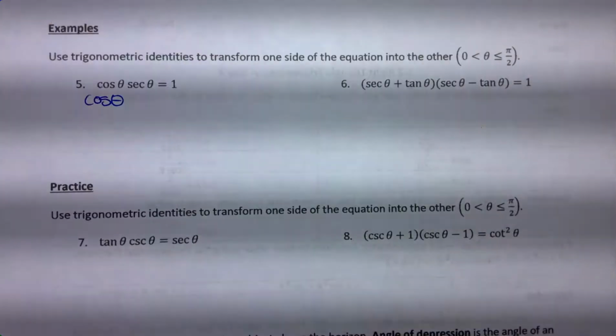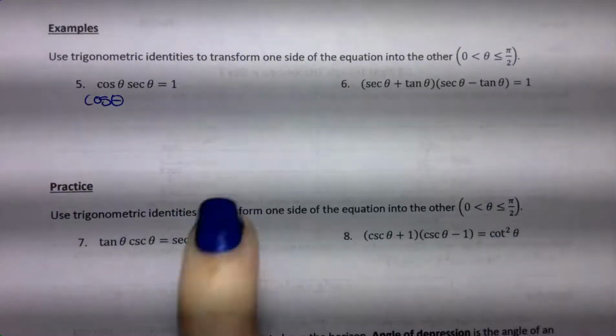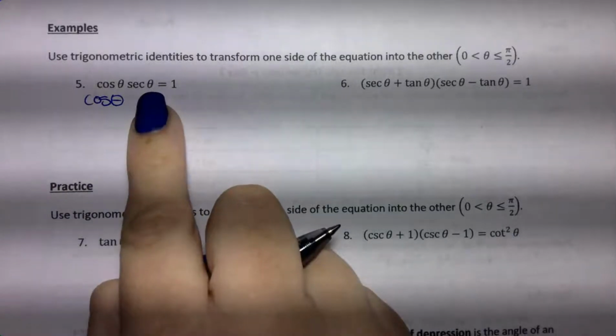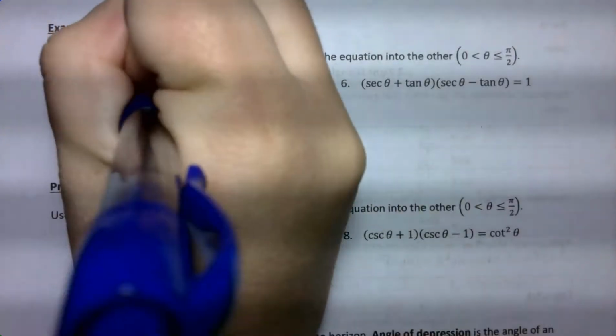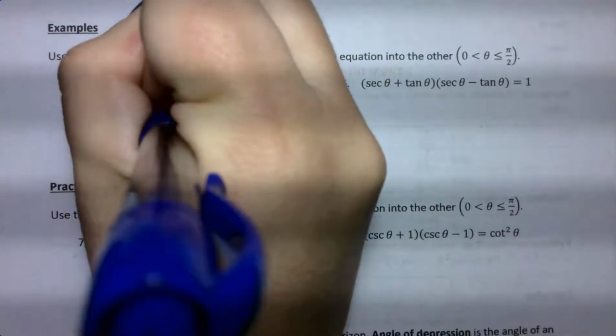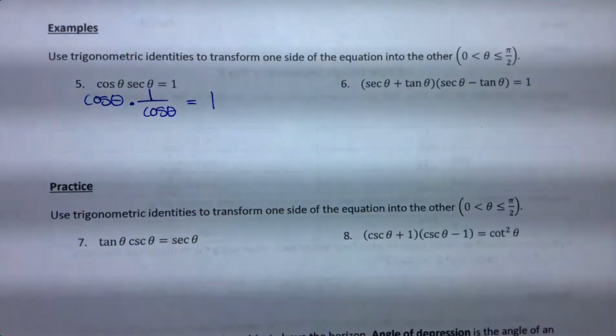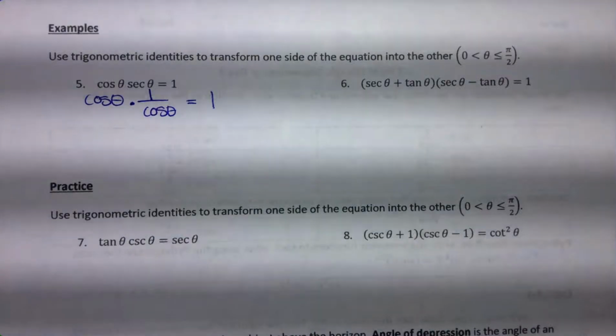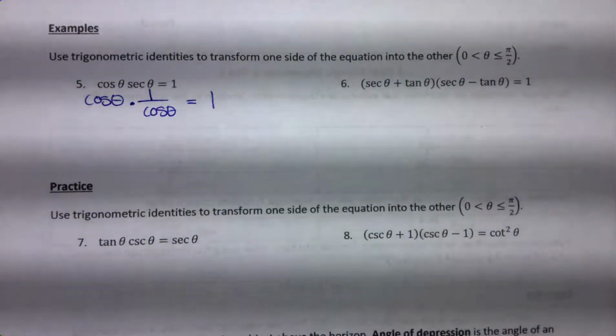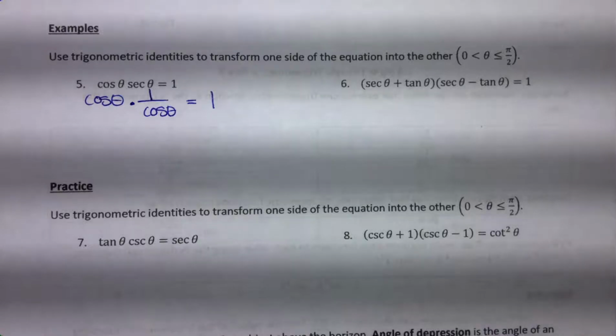So cosine of theta is already a cosine. Secant is the reciprocal identity of cosine. So I'm going to rewrite this as 1 over cosine of theta. And then because I chose to change the left side, my right side is going to stay the same. As I work through this, I'm going to keep rewriting my right side down. I'm just going to copy that right side down.